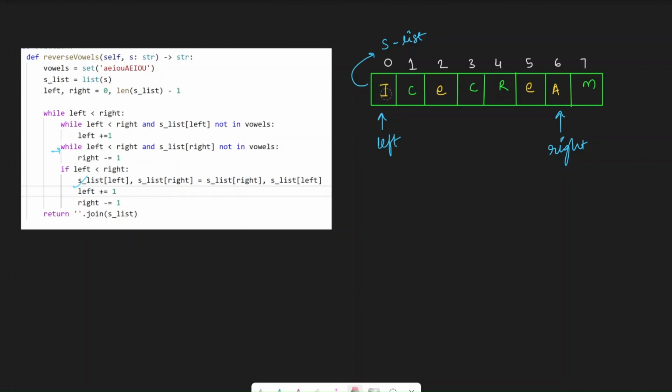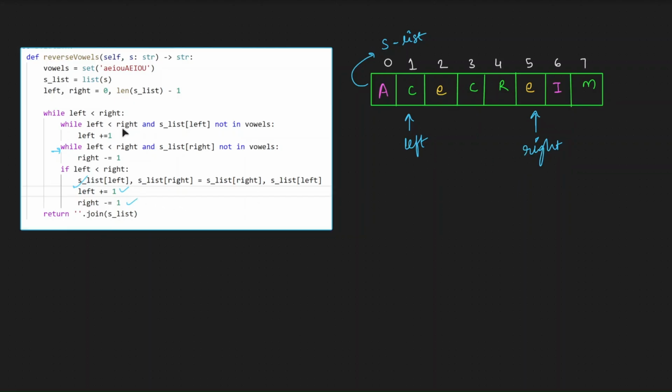So I'm just going to replace this and this. So A will come here and I will come over here. And now we have to move both our left as well as right. So I will move left to one position forward and I will move right to one position backward. Now once this is done, we are going to go back again in this while loop.